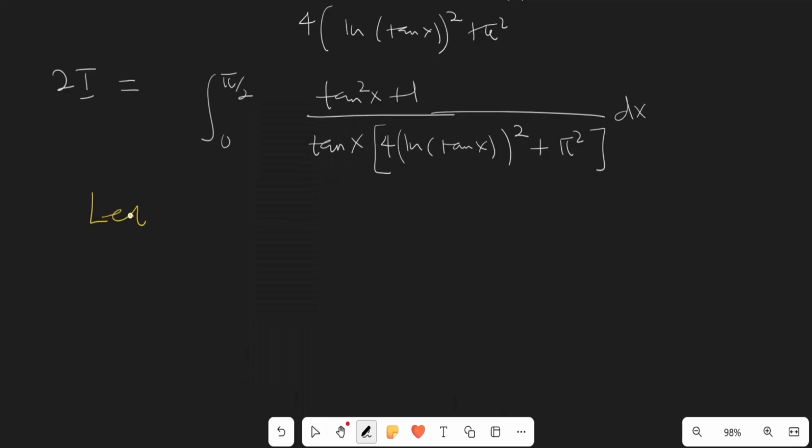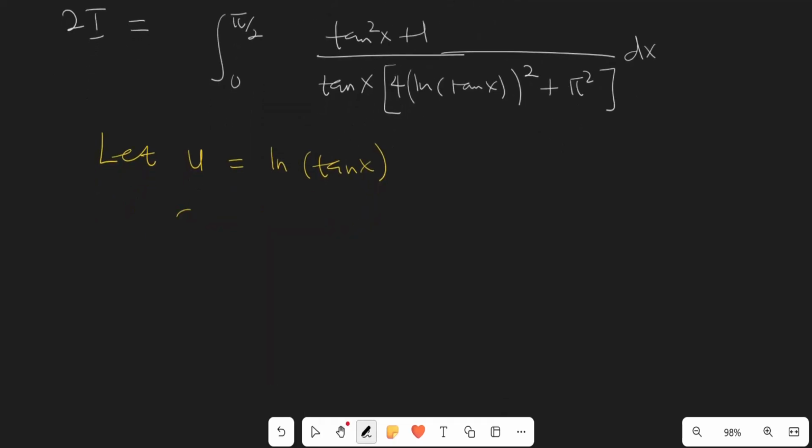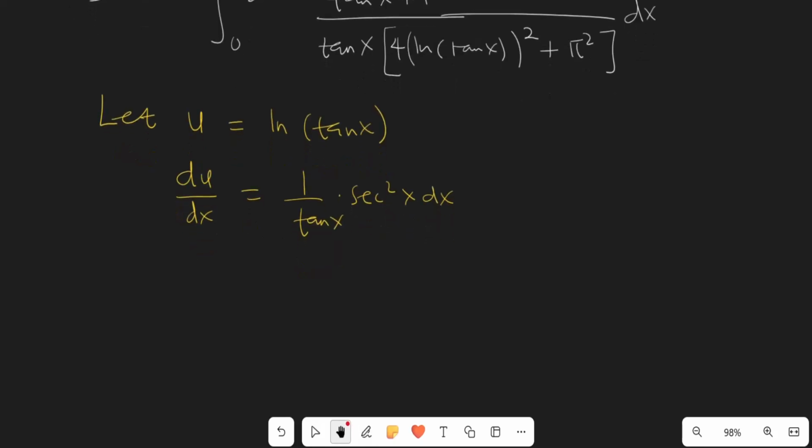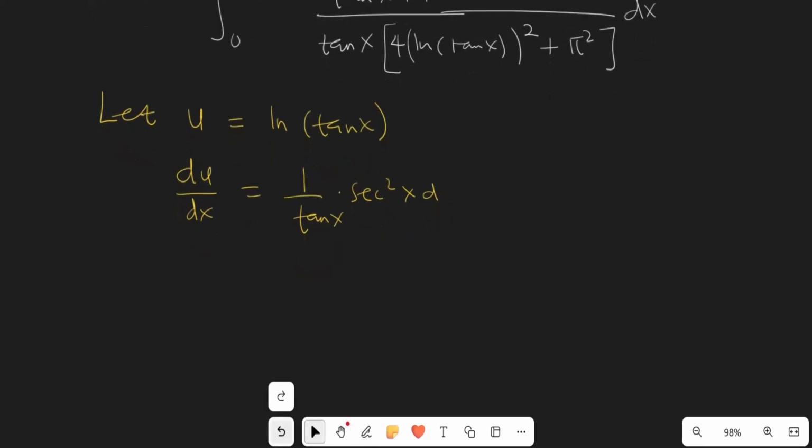So we can let u be equal to the natural logarithm of tan of x. So let's do the derivative. du/dx is going to be 1 over tan of x, then we differentiate tan, that is going to be secant squared x. No, it's not dx here. So in that case, our du is going to be 1 over tan of x times secant squared x dx.